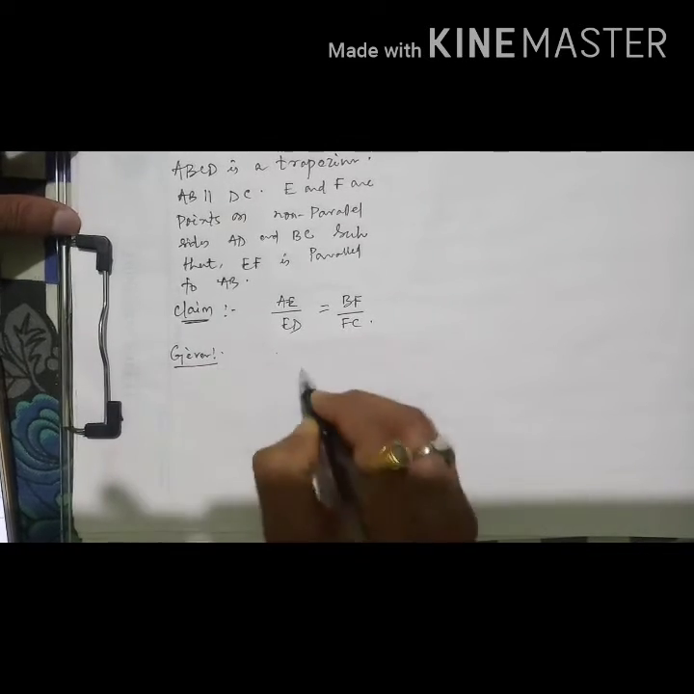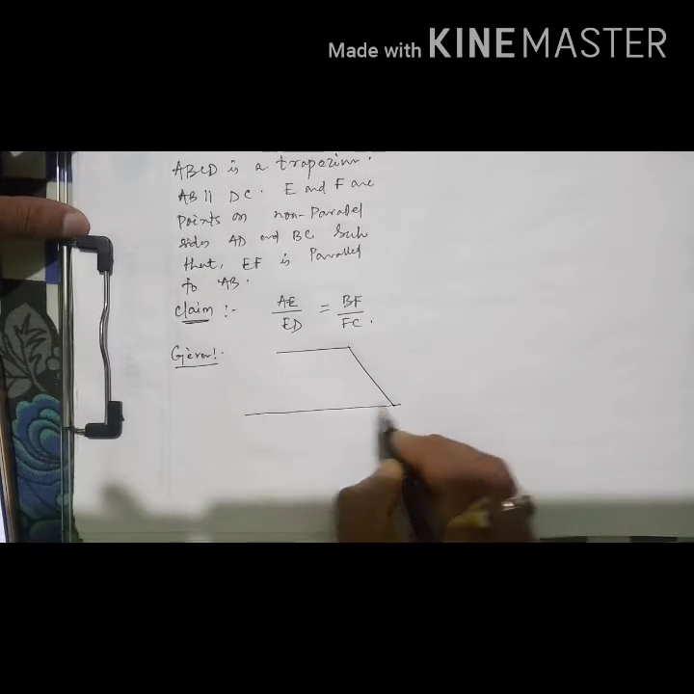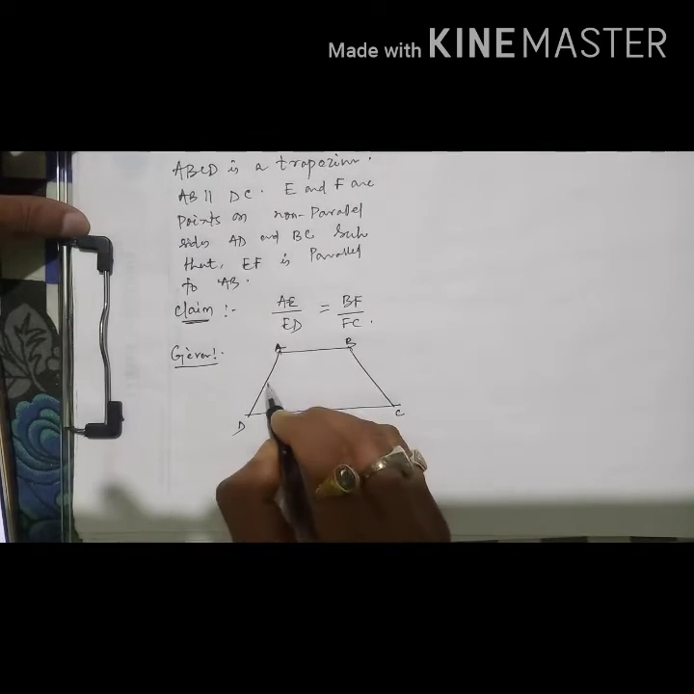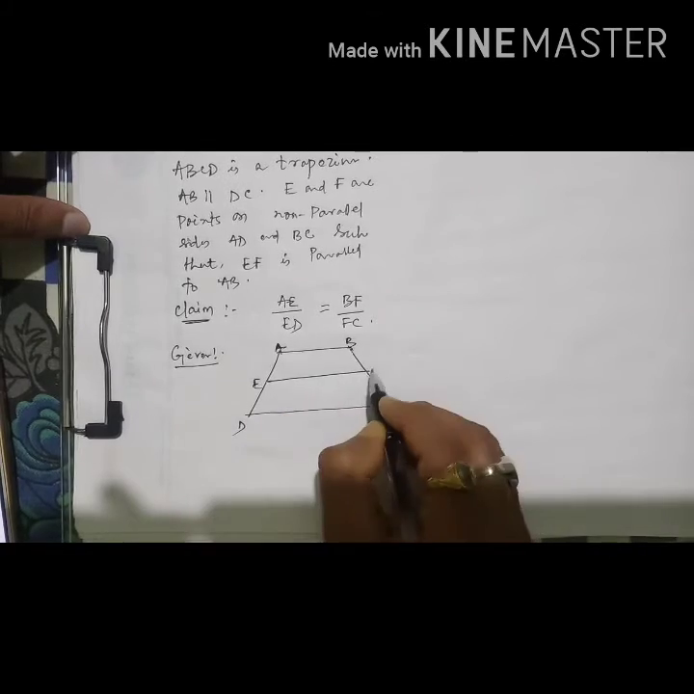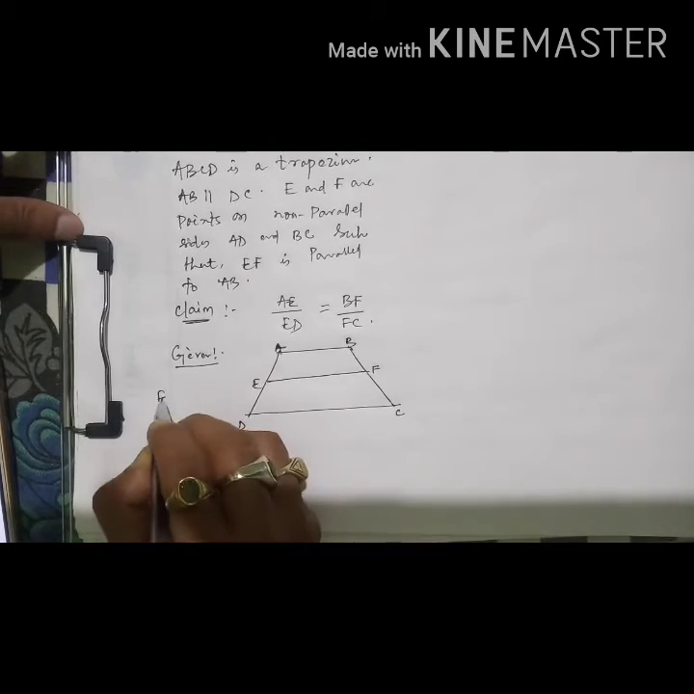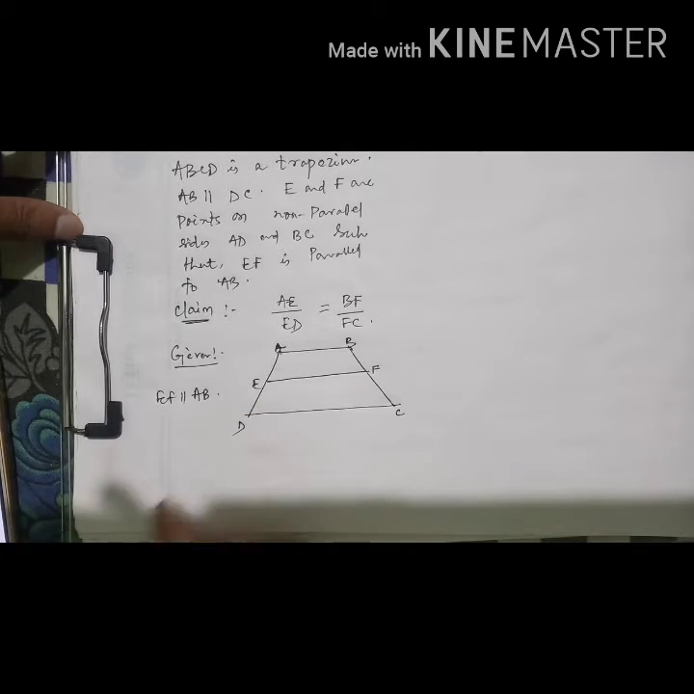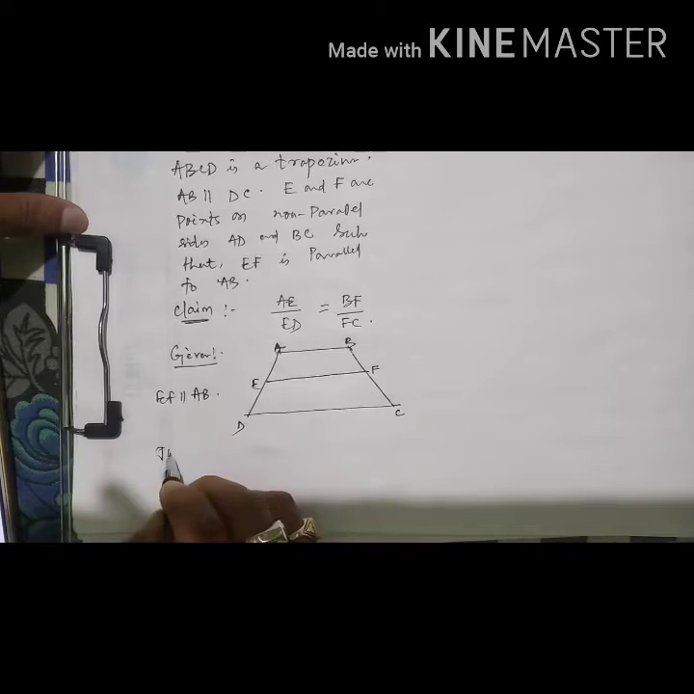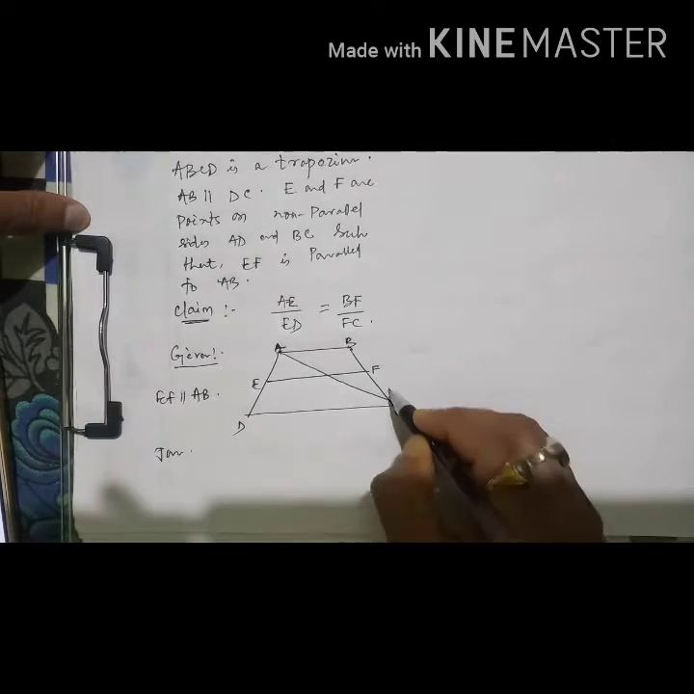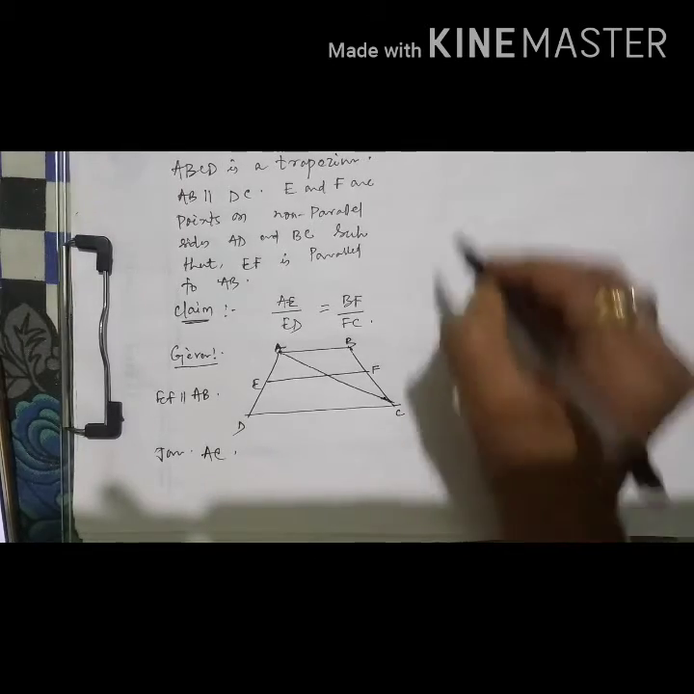We will write ABCD is a trapezium, A, B, C, D. Now EF, given that EF is parallel to AB and ABCD is a trapezium. So make sure that first of all in construction you have to join any one diagonal. Suppose AC. This is the diagonal I am joining here. Join AC diagonal. Okay students.